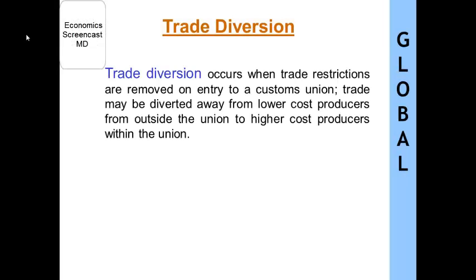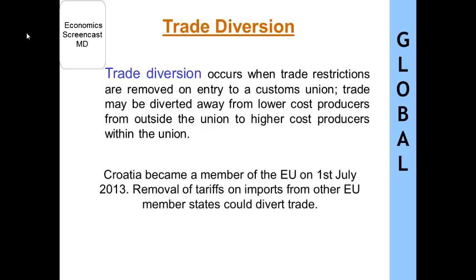In this screencast, we'll be looking at trade diversion and the possibility that removing protectionist measures when becoming a member of a customs union may lead to trade diversion from lower cost producers outside the union to higher cost producers within the union. Croatia joined the EU. They agreed to abolishing tariffs within EU markets, however adopting the common external tariff applied to external producers in the market for solar panels, the example we're using for this screencast.